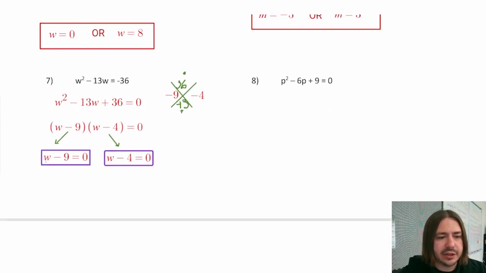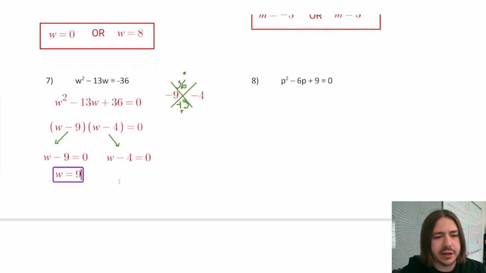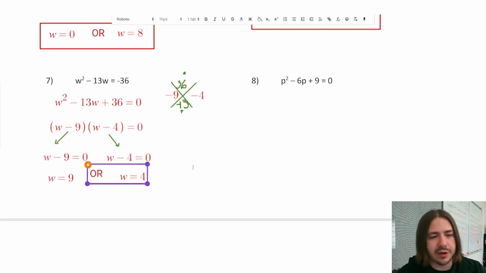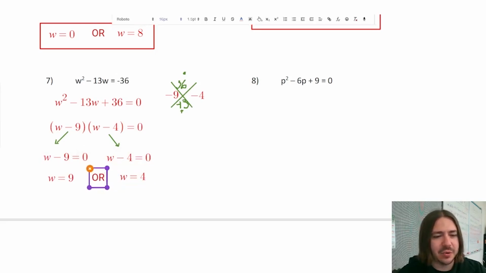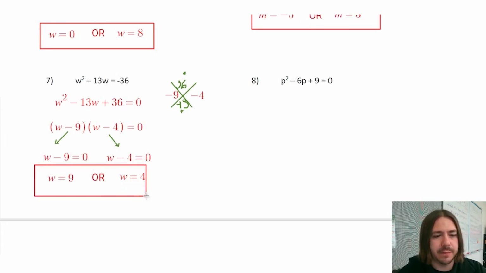So once I set each of those equal to 0 and solve them, this first one, I'm going to add 9 to both sides, so I get w equals 9. And over here, add 4 to both sides, I get w equals 4. Here are the two solutions for number 7. W could be 9 or w could be 4.